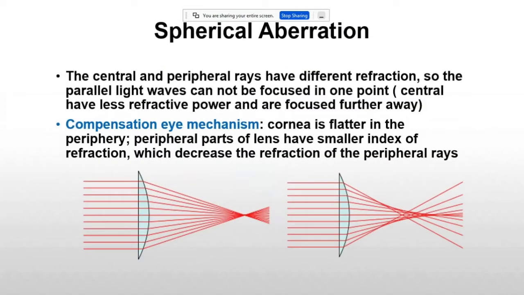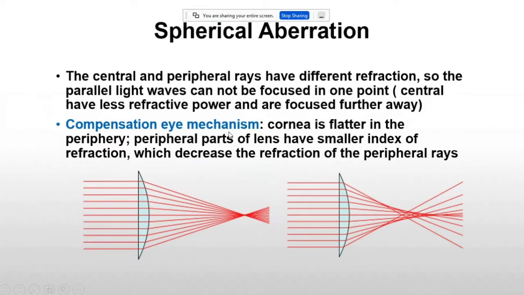So what is spherical aberration? You see, the central and peripheral rays have different refractions, so that parallel rays are not focused in one point, but in something like a line, because peripheral rays refract more than the central ones, which have a longer focus here. And that's called spherical aberration.